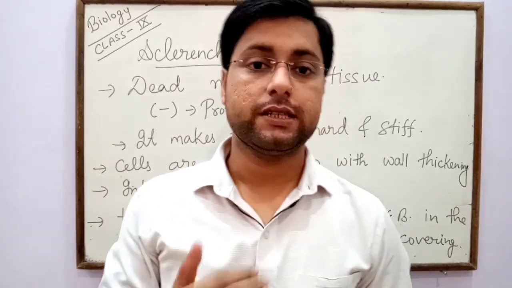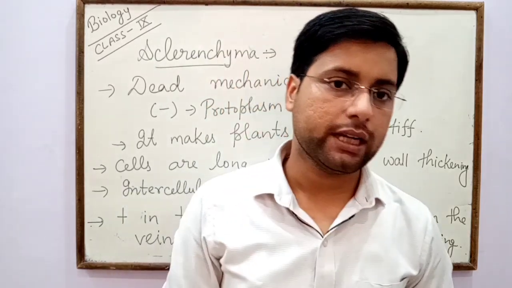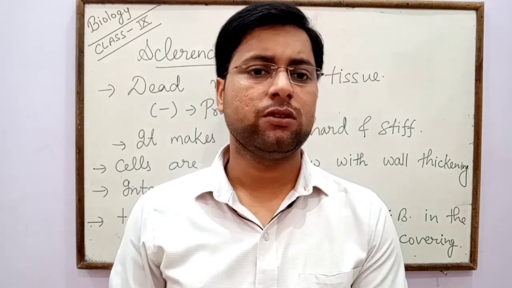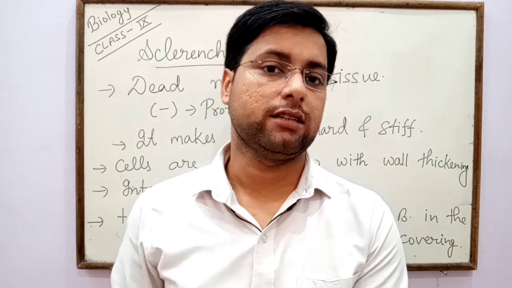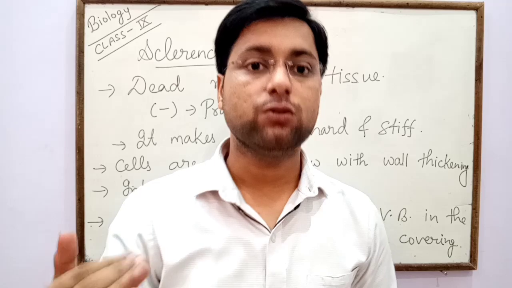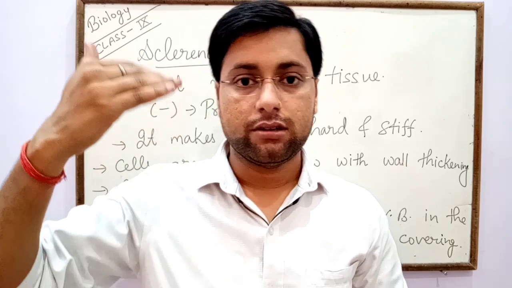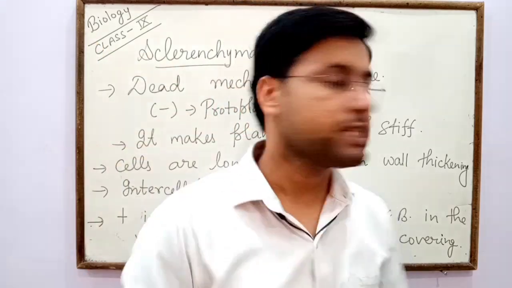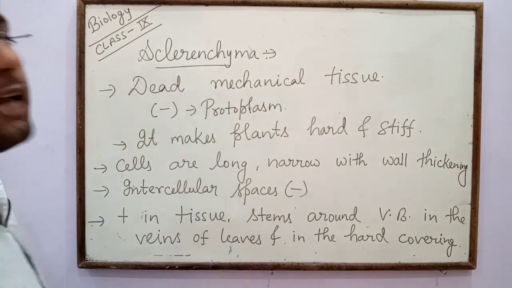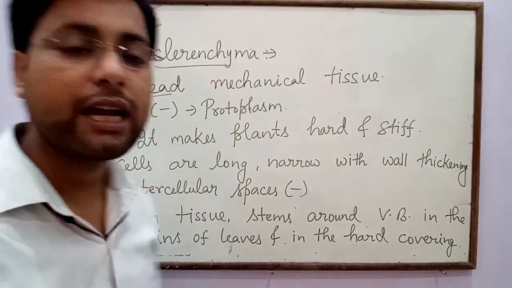Sclerenchyma is the third simple permanent tissue, because first is parenchyma, second is collenchyma, third is sclerenchyma. Sclerenchyma is especially responsible for the hardness of the plant, meaning it provides strength to the plant body. Due to the presence of sclerenchyma, the plant body is very hard and stiff. So sclerenchyma is a type of simple permanent tissue and dead mechanical tissue. Why is it called dead mechanical tissue?